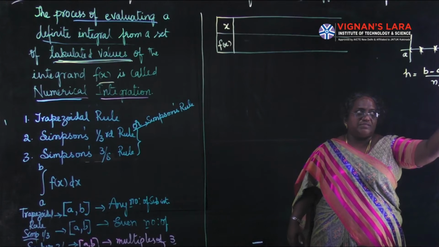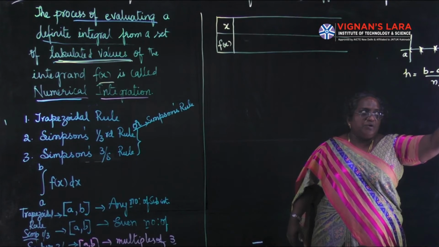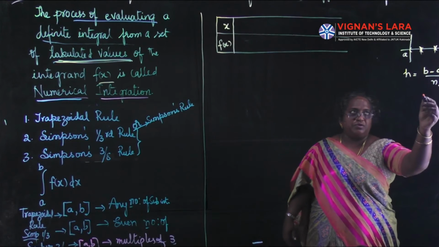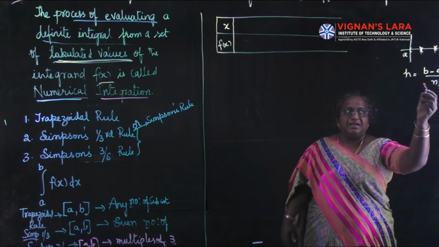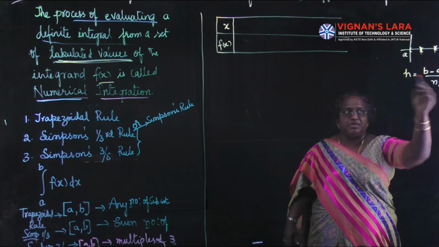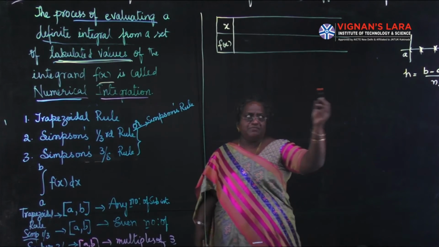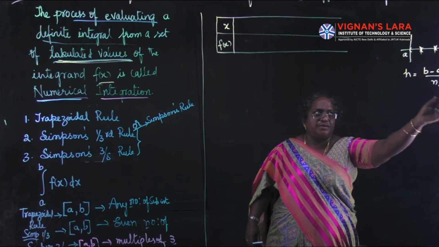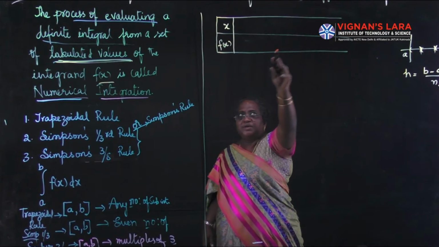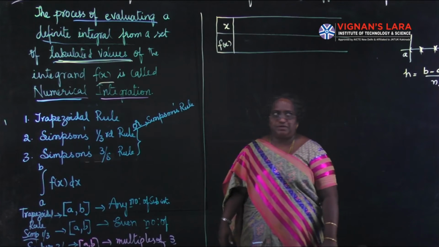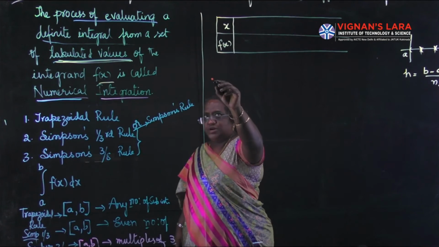Number of subintervals: into how many subintervals you want to divide is n. Suppose you want to divide b minus a into 8 subintervals. So n is 8. Depending upon the value of n, the number of subintervals, you will get the tabular values.